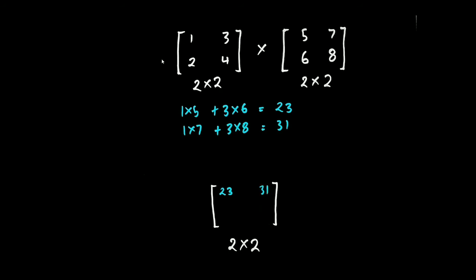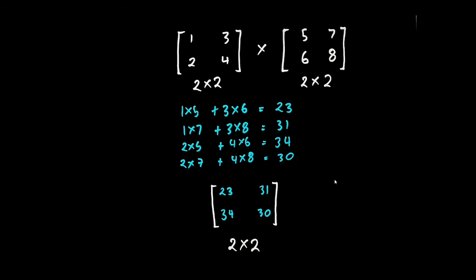And then we multiply this row to this column here, and we do it by multiplying 2 with 5 and 4 with 6, and then adding those two terms to get 34, which has to be placed in the second row and the first column of the resultant matrix. And then we multiply this row to this column, 2 being multiplied with 7 and 4 being multiplied with 8, and then we add these two terms together to get 30, which would be placed in the second row and the second column of the resultant matrix.